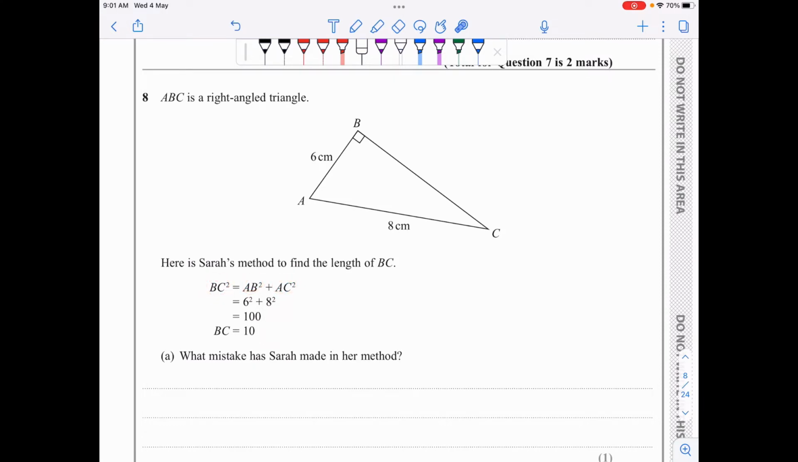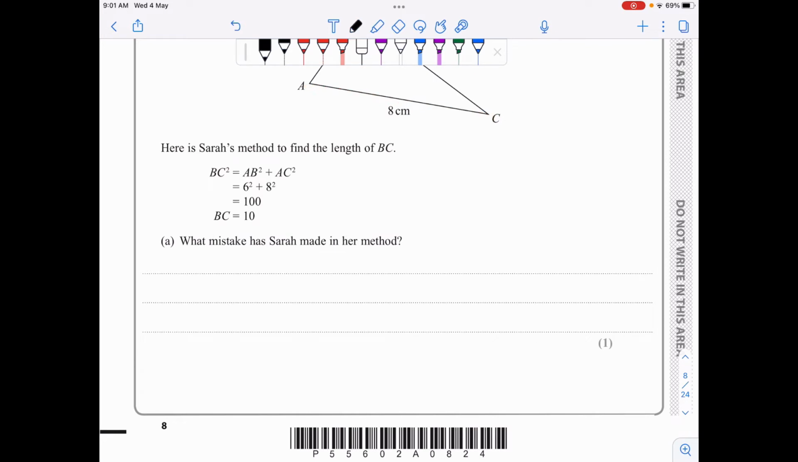We know that Pythagoras says that the hypotenuse squared, and this is the hypotenuse, it's the longest side, it's the side that's found opposite the right angle, it is the side that never touches the right angle. And obviously this is the mistake that Sarah did. She used BC as her hypotenuse where it was actually AC. So the mistake she did is that she has used BC as the hypotenuse instead of AC.